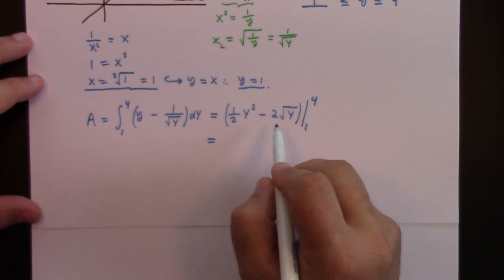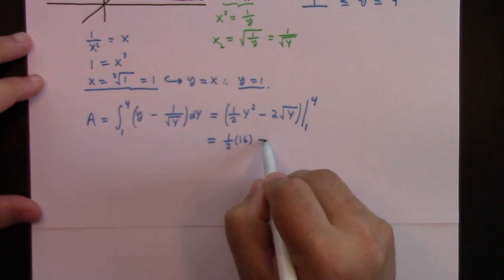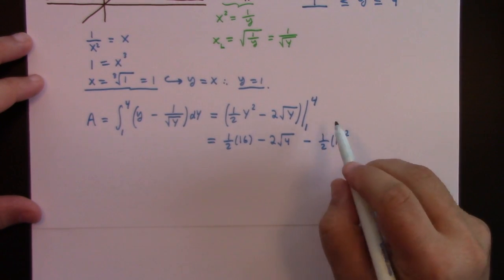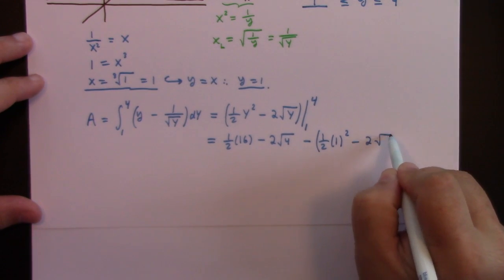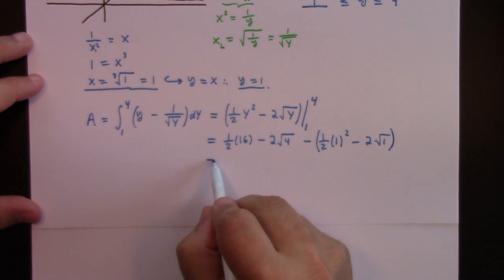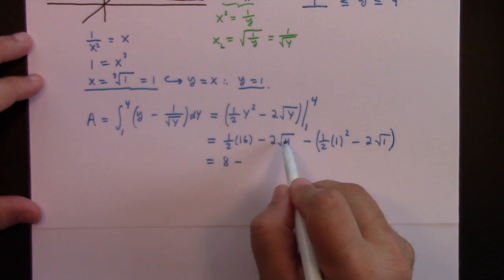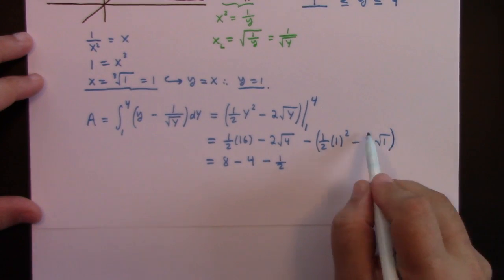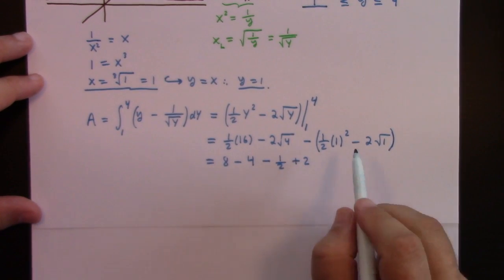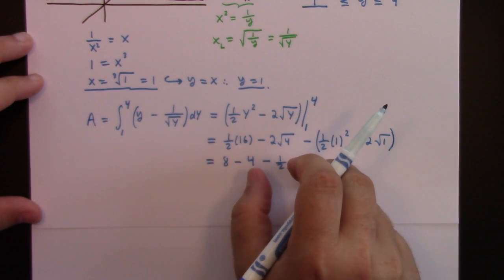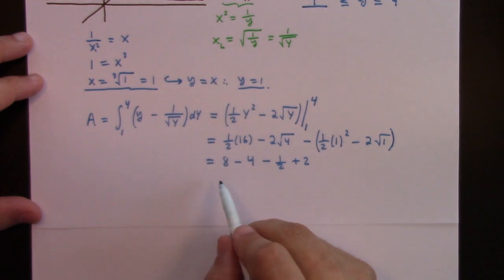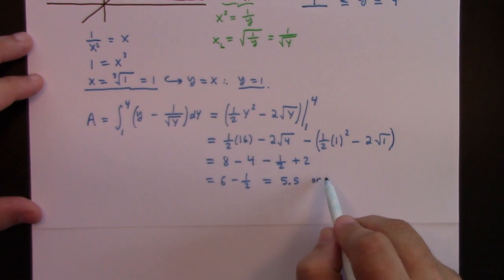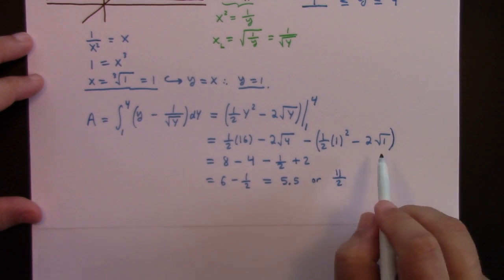All right, and then evaluate. So that's 1/2 of 16 minus 2 times the square root of 4, minus, I'll just put some parentheses here, 1/2 times 1 squared minus 2 times the square root of 1. All right, so that is 8 minus 2 times 2, 4, minus, that looks like 1/2. And that does look like 2. Minus minus gives me plus 2. So let's see here, I get 10, 6, 6 minus 1/2. So we can either write that as 5.5, although I don't do that too much, or, as I probably prefer, 11/2 at the moment.